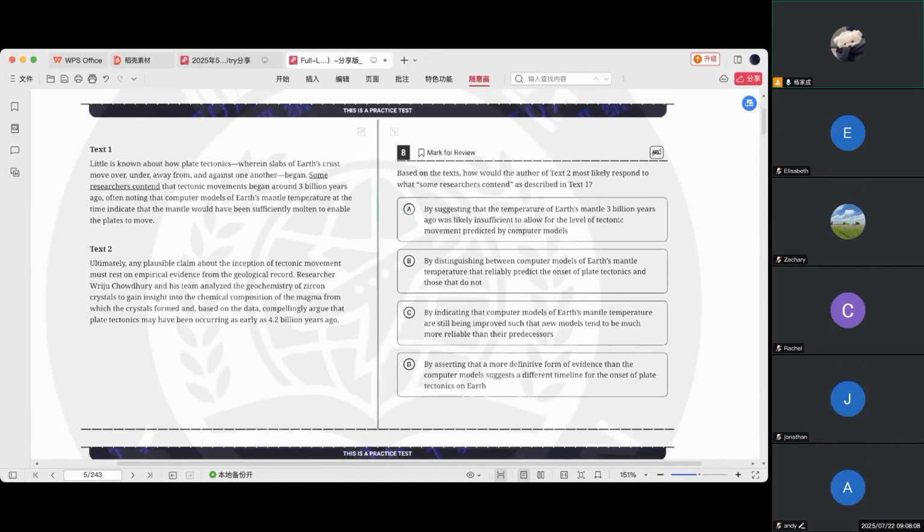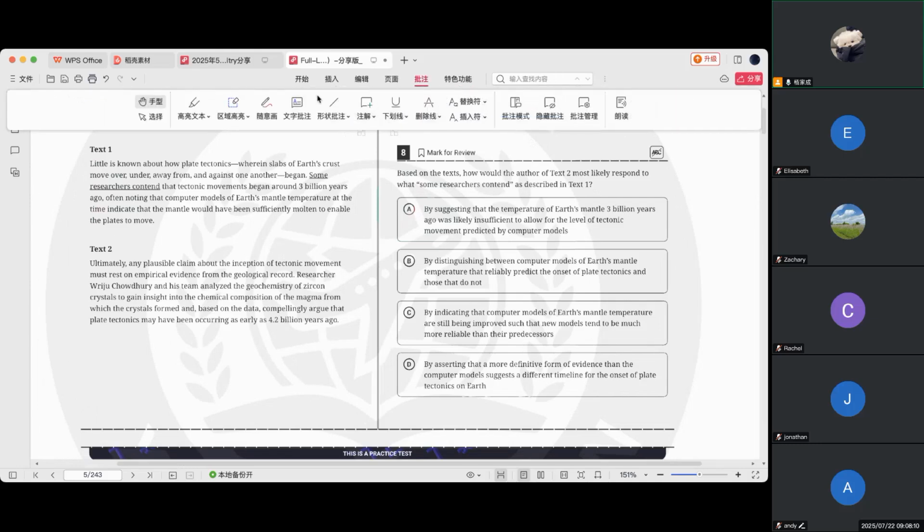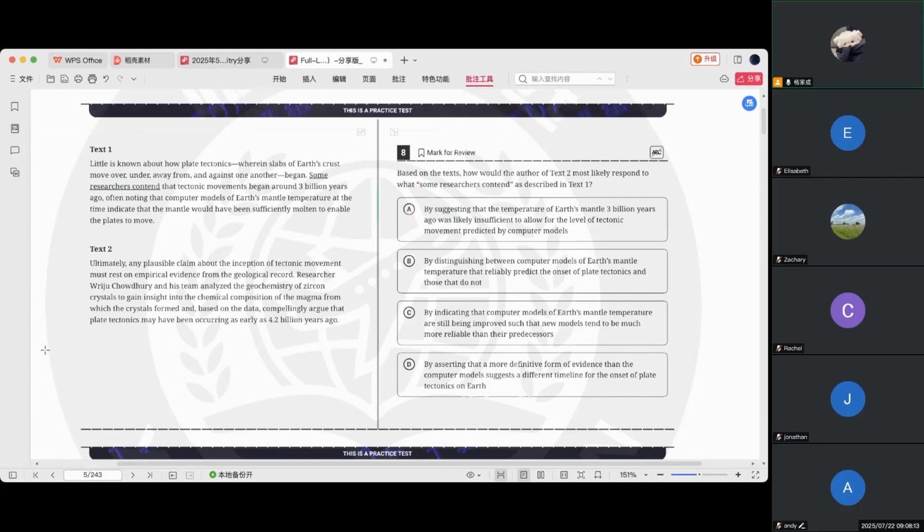This is a cross-text question. And just a little hint for a cross-text question. Remember, we always need to identify the main claim from both texts. And then we need to compare the relationship between the two texts. They're either opposite to each other, or they are agreeing with each other, or they're somehow just relevant to each other. Maybe talking about the same claim but from different perspectives.